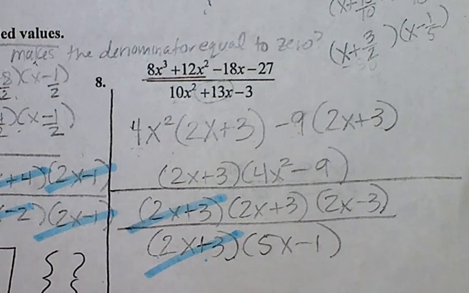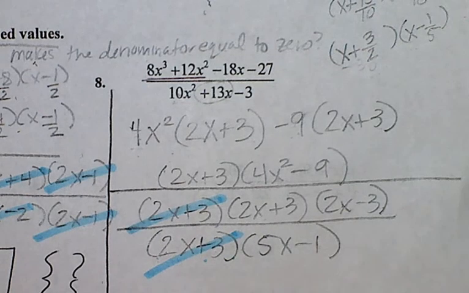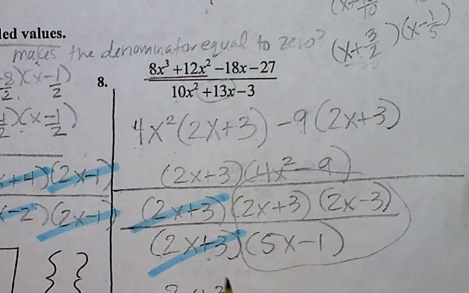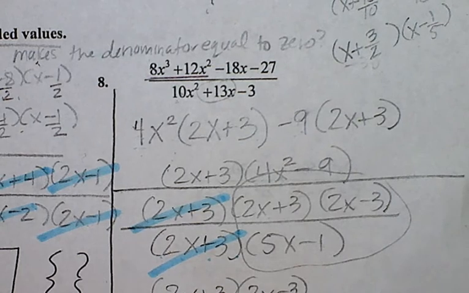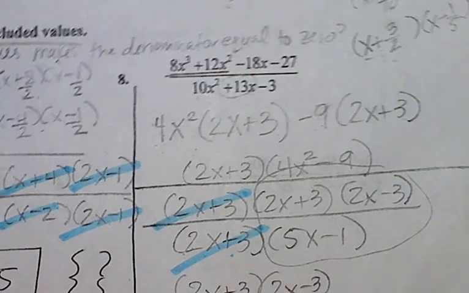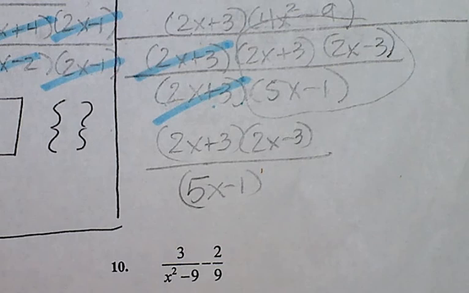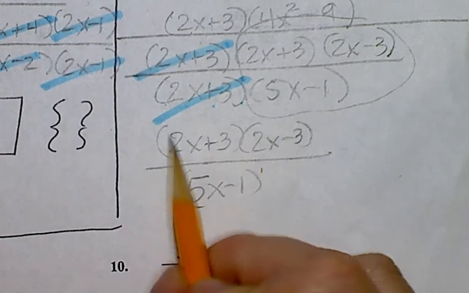Remember, when you cancel, it really turns into a 1 then. And there's no 5x minus 1 on top. So really, this is my answer right here: 2x plus 3 times 2x minus 3 over 5x minus 1. Don't take time to foil the top. Just leave it in this factored form. This is your answer.